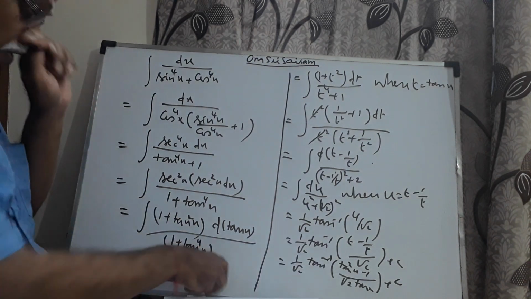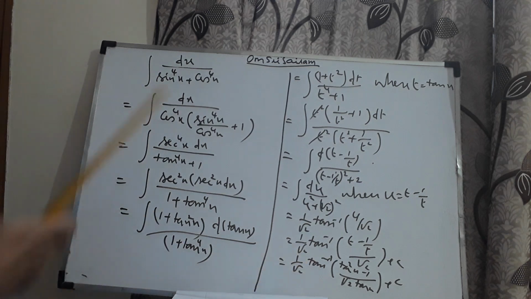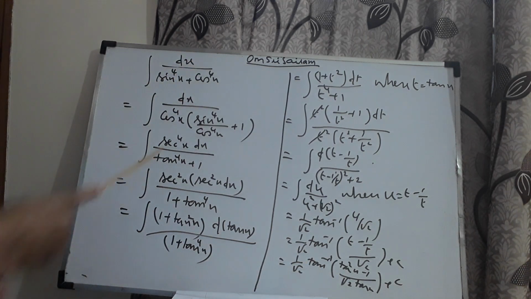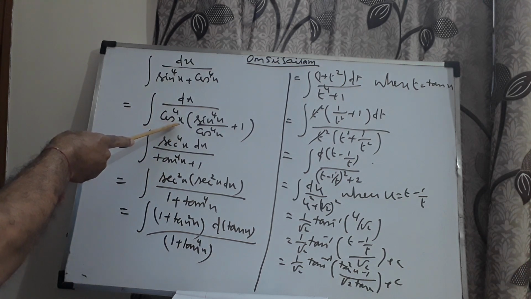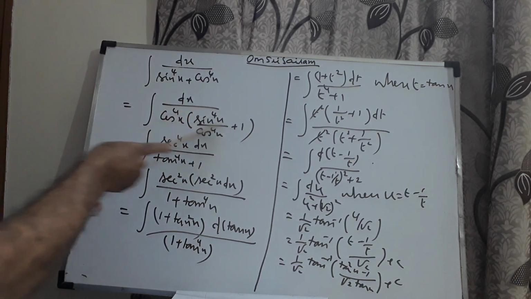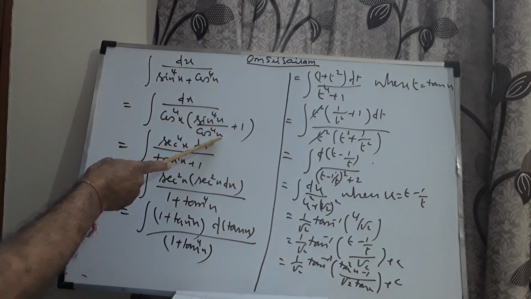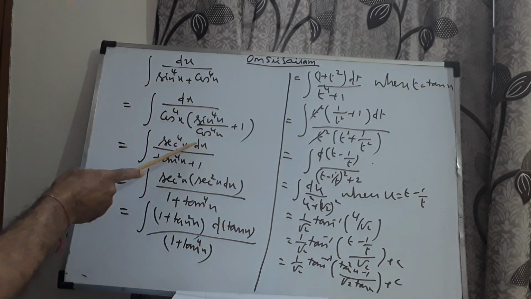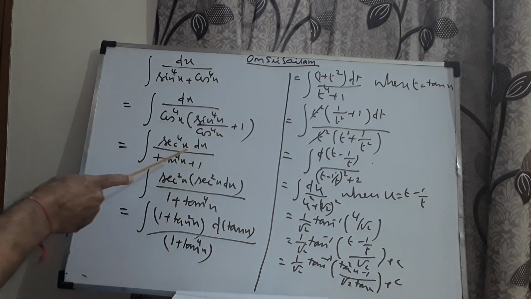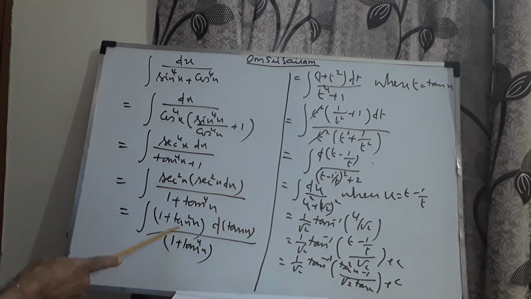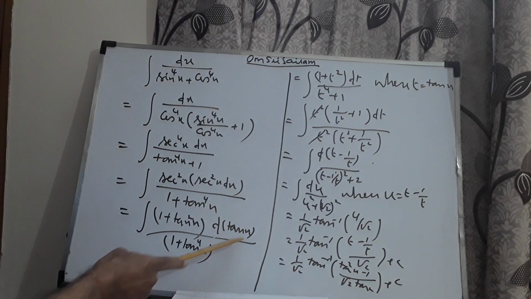I repeat the whole process once again. Just see here. Integral dx by sine power 4x plus cos power 4x. I'll just take cos power 4x as common. Just multiply inside, you'll be able to see whether it's right or wrong. Cos power 4x gets cancelled here. Taking this to the numerator, it becomes secant power 4x. Secant power 4x can be written as secant square x and secant square x dx, which can be written as 1 plus tan square x d of tan x by 1 plus tan power 4x, because d of tan x is nothing but secant square x dx.